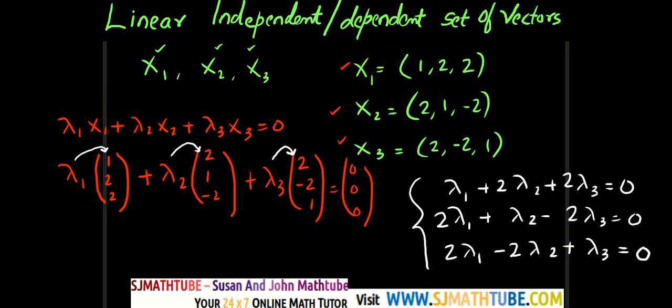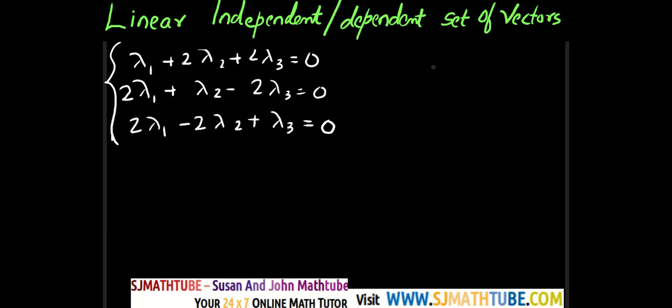Okay, in the last video we learned about homogeneous equations. Take a look at this. Aren't they homogeneous equations? And I'm sure that you know how to solve homogeneous equations. So let's start. Let A equal to 1, 2, 2, then 2, 1, minus 2, and 2, minus 2, 1.